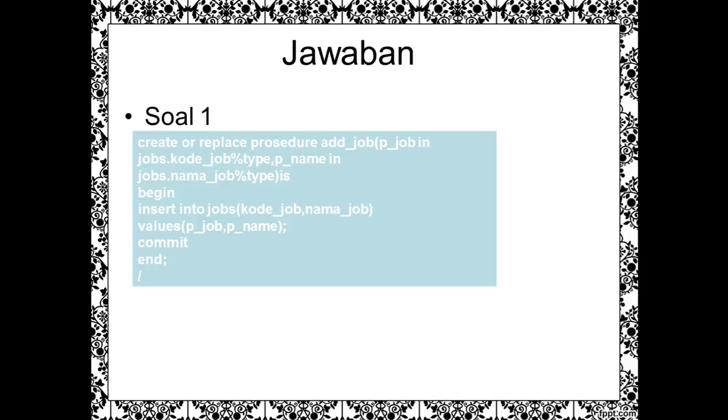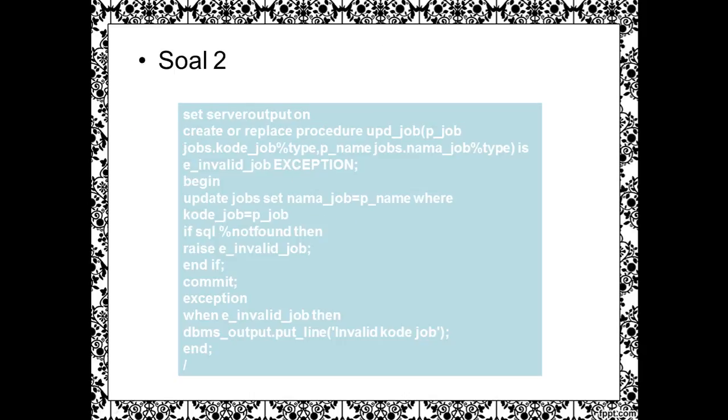And this is the answer. For the first question: create or replace procedure add_job (p_job in jobs.kode_job%type, p_name in jobs.nama_job%type) is begin insert into jobs (kode_job, nama_job) values (p_job, p_name); and commit, and end.